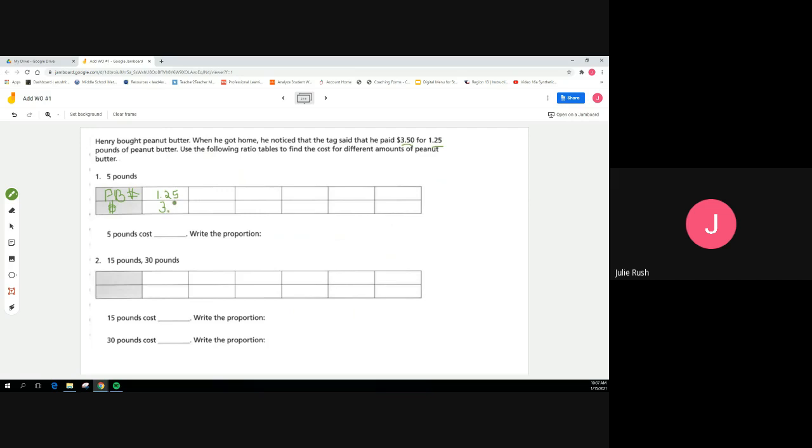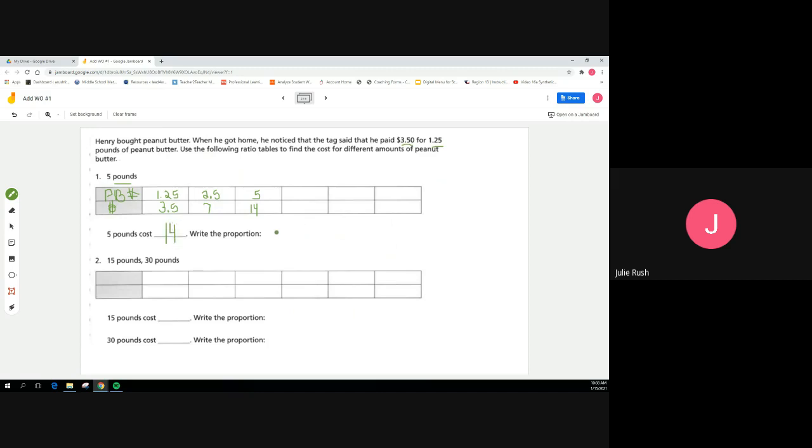So that's my given ratio, and they want to know what's 5 pounds. So the 5 is my target number, and the 5 needs to be up here with the peanut butter because I'm looking for pounds of peanut butter. All right. I'm gonna double my 3.5. So I'm just gonna double it. And that gets me to $7. And if I double 1.25, that gives me 2.5. So I can get 2.5 pounds for $7. Remember, my target number is 5, and I know that 2.5 is half of 5. So if I can double again, 5 pounds of peanut butter will cost me $14.